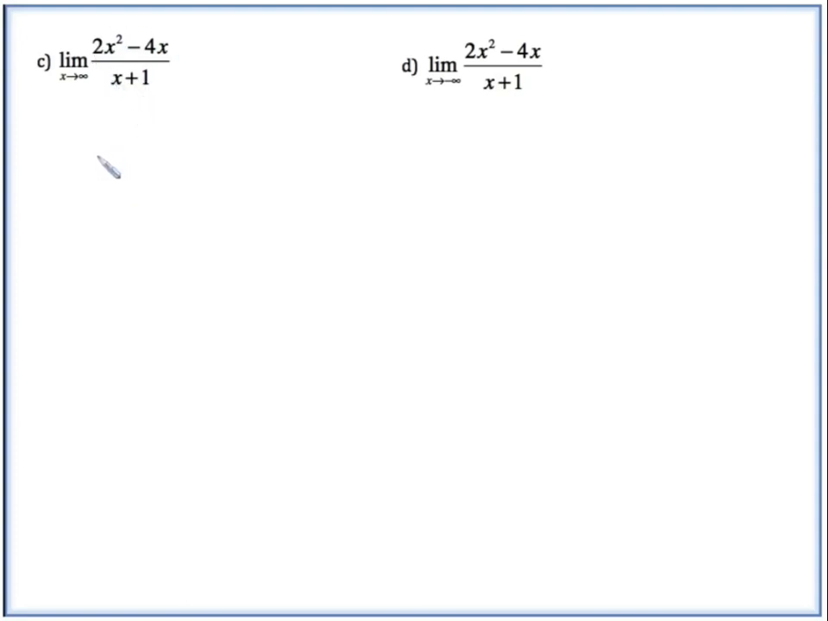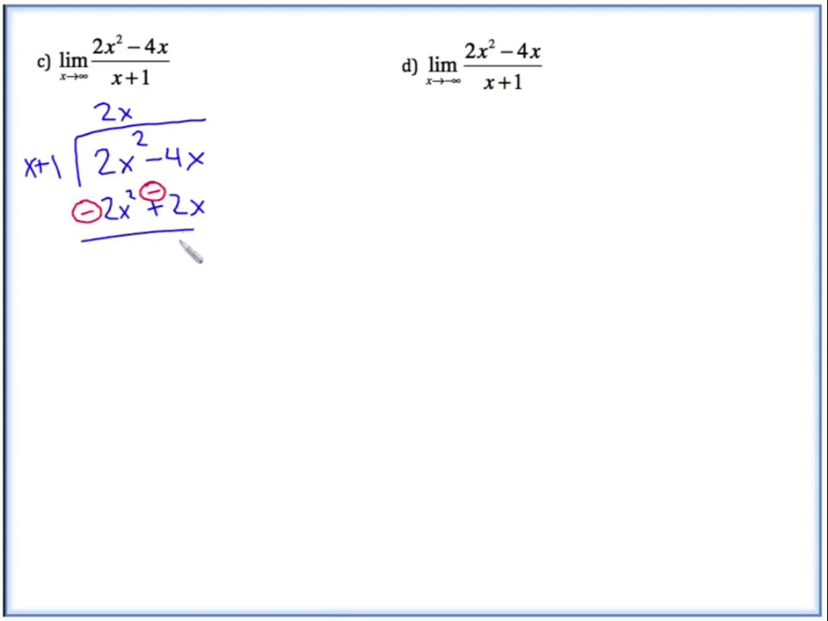So we're going to set up our long division, 2x squared minus 4x, and we're going to divide it by x plus 1. And we just say x goes into 2x squared how many times? Well, 2x times. And then we multiply 2x by x plus 1. So it gives me 2x squared plus 2x. And then we have to subtract this, so I go ahead and change the signs of both of these. And I like to always circle when I change my signs. Now this drops down to 0, which is what we want.